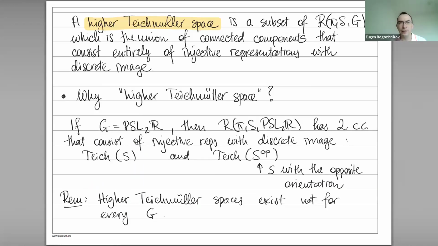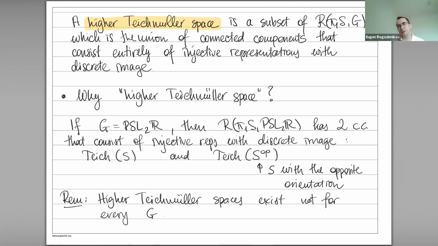And you can ask why these spaces are called higher Teichmüller spaces. In fact, if G is the simplest possible semi-simple Lie group, PSL2(R), then the character variety has two connected components that consist entirely of injective representations with discrete image, and one of them can be identified with the usual Teichmüller space using the holonomy representation. So the Teichmüller space is, essentially, the moduli space of hyperbolic or complex structures on the surface S. And the second connected component, which consists of discrete and faithful representations, can be identified with the Teichmüller space of S, but with the opposite orientation.